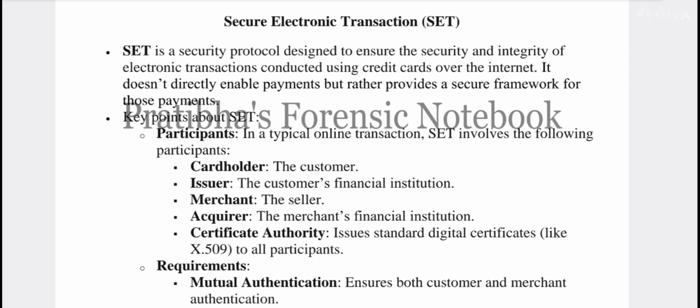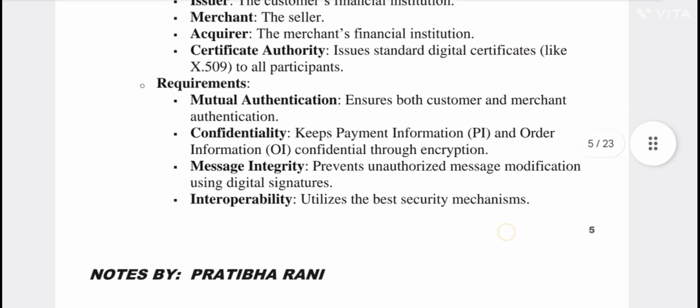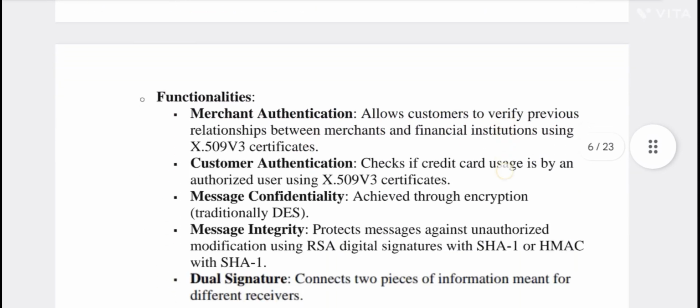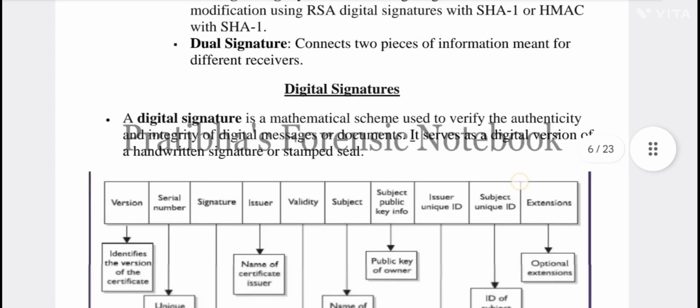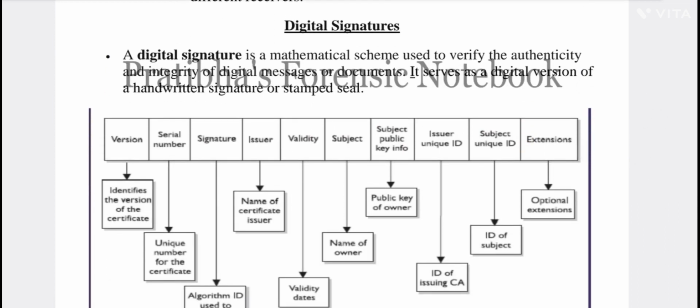It also has the CA, the certificate authority, which uses the X.509 standard. We can study more detail here. The next one is about digital signatures. So what is this digital signature, guys?